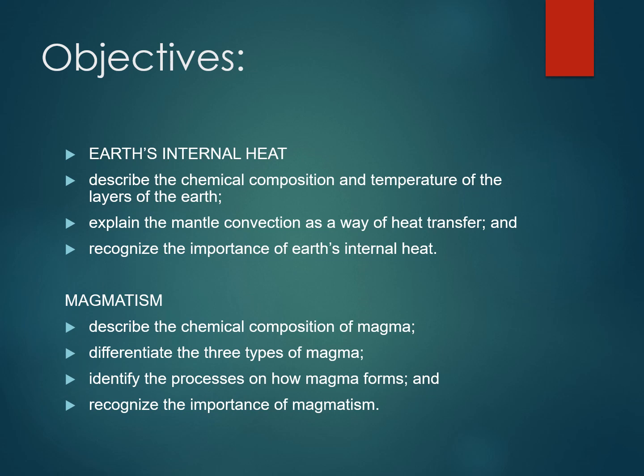Under the Earth's internal heat topic, you should be able to describe the chemical composition and temperature of the Earth's layers, explain mantle convection as a way of heat transfer, and recognize the importance of Earth's internal heat. Under magmatism, you should be able to describe the chemical composition of magma, differentiate the three types of magma, identify the process of how magma forms, and recognize the importance of magmatism.